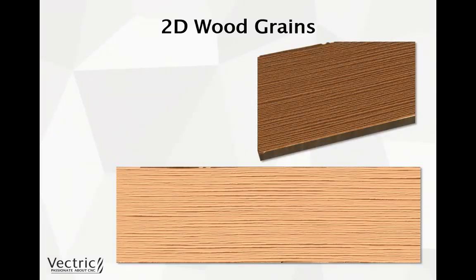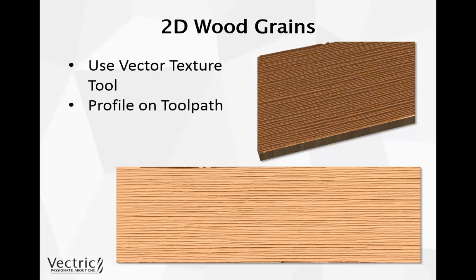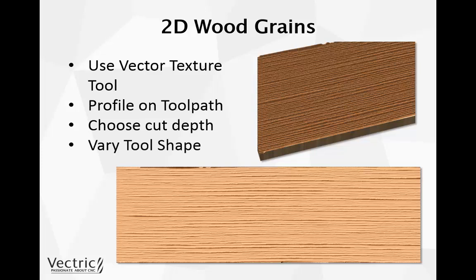And then we're going to go ahead and create some 2D wood grains. So we're going to use the Vector Texture tool, we're going to use the Profile on Toolpath, we're going to choose a cut depth to cut down to, and then we're going to vary the tool shape to give us a different type of wood grain texture.